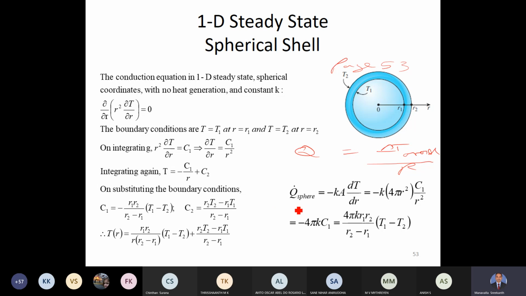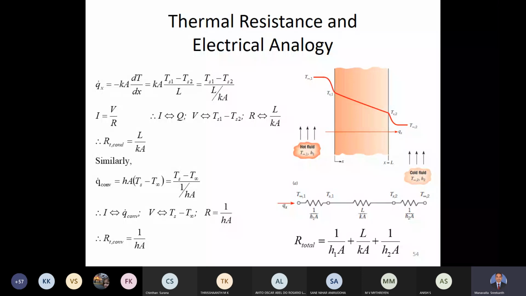Now you see here in this equation, Q dot is equal to 4 pi k R1 R2 divided by R2 minus R1. So this term is something related to R. What else is remaining? The overall temperature difference, T1 minus T2. So T1 minus T2 divided by this term, if we take it down, it becomes inverse. In that way, we can say that this term is equal to R. This is called the electrical analogy and the thermal resistance concept. We'll see how this works.